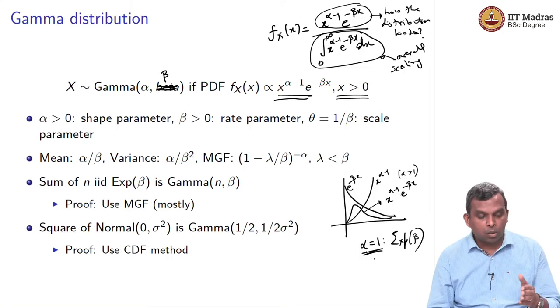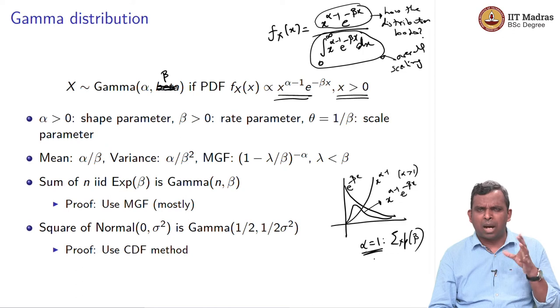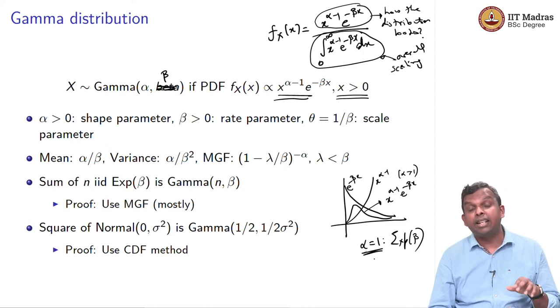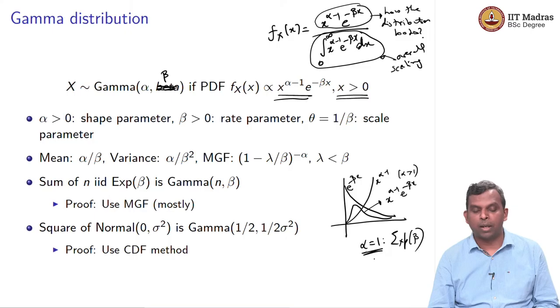Okay. So here are a couple of interesting properties. These two properties are why gamma is very interesting in practice. If you take IID exponential distributions, let's say n of them, and then add them together, it turns out you get the gamma distribution with alpha being equal to n and the beta being the same beta. So that's an interesting property. You add n IID exponential distributions, you get the gamma distribution.